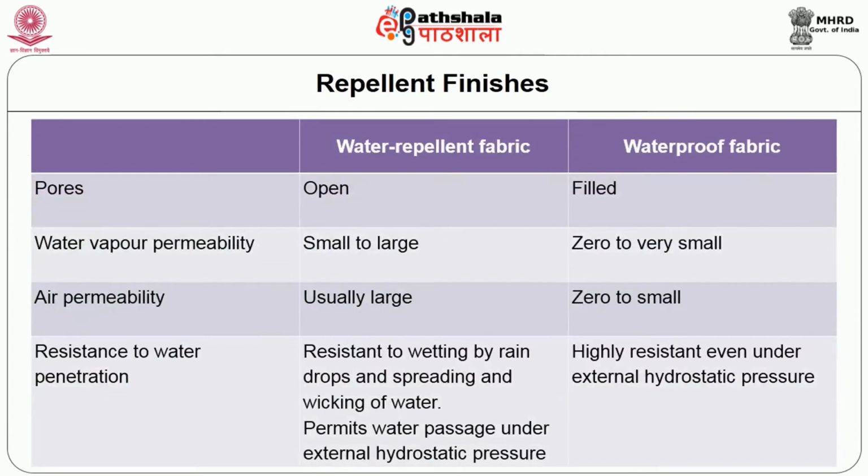The major differences between water repellent and waterproof fabrics are in terms of pores, that is, the pores will be open in water repellent fabrics whereas they are filled in waterproof fabrics. Water vapor permeability is small to large in water repellent fabrics, whereas it is 0 to very small in waterproof fabrics. Air permeability is usually large in water repellent, whereas it is 0 to small in waterproof fabrics. As for resistance to water penetration, resistance to rain drops is provided but spreading and wicking of water is permitted, whereas waterproof fabrics are highly resistant under external hydrostatic pressure.